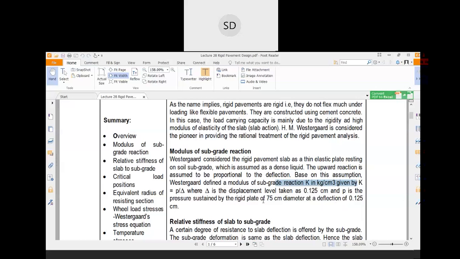So in the plate load test, there are different diameter plates which we use. So this P value is the pressure sustained for the 75 centimeter diameter plates and at a deflection of 0.125 centimeter. So basically in the plate load test, the total displacement would be 0.5 centimeter and that would be applied at a rate of 0.125 centimeter per minute. So based on this, you have to find out what is the total subgrade reaction. Total subgrade reaction means how that subgrade is reacting.